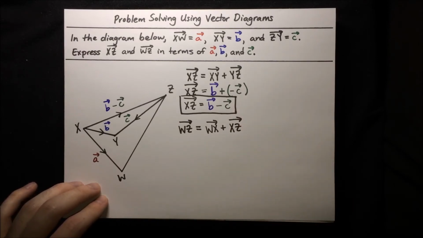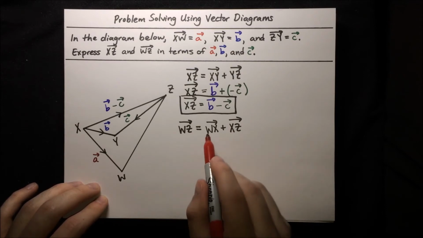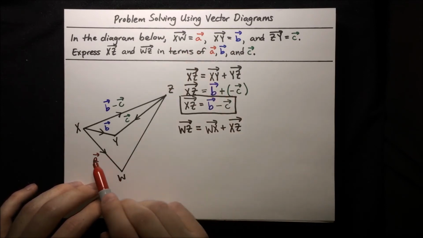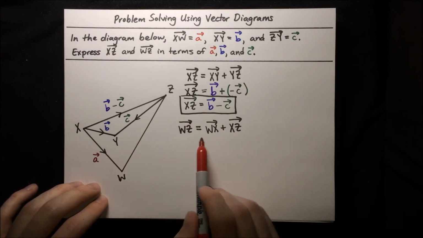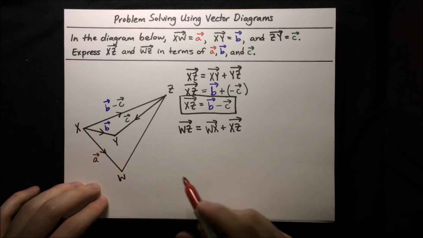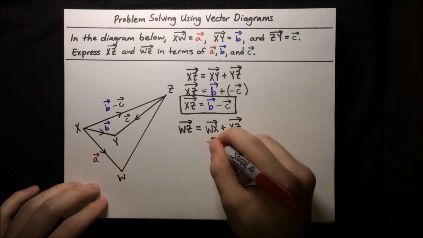Now let's go ahead and sub in our given information into this equation. So first of all, wx. What is wx? Well, we know that xw is a. So we want wx, we just want to flip that around, have it go the opposite direction, so we can just tack on a negative in front. So wx, that'll be negative a.